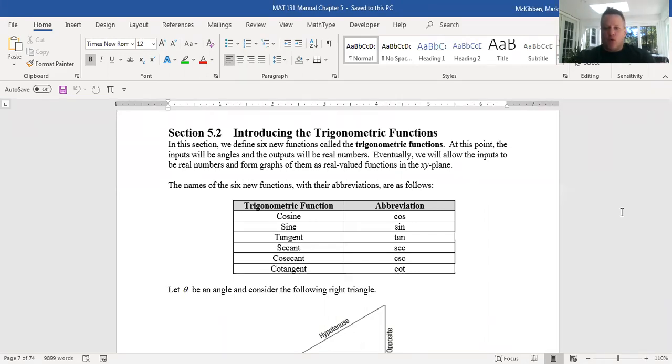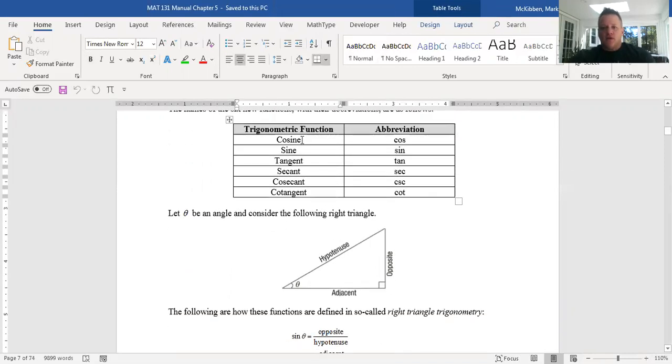So the 6 functions that we're going to define, the names of them at least, and their abbreviations are as follows. Cosine is COS, sine is SIN, tangent is TAN. And if you look at your calculator, if you have a scientific calculator, these are the 3 that you'll see. You won't see these guys. And the reason is they don't occur as often. And when they do occur, they're defined in terms of sine and cosine. So there's no reason to have those buttons on the calculator. They would be more or less redundant. And so secant, cosecant, and cotangent are 3 other functions, and those are their natural abbreviations.